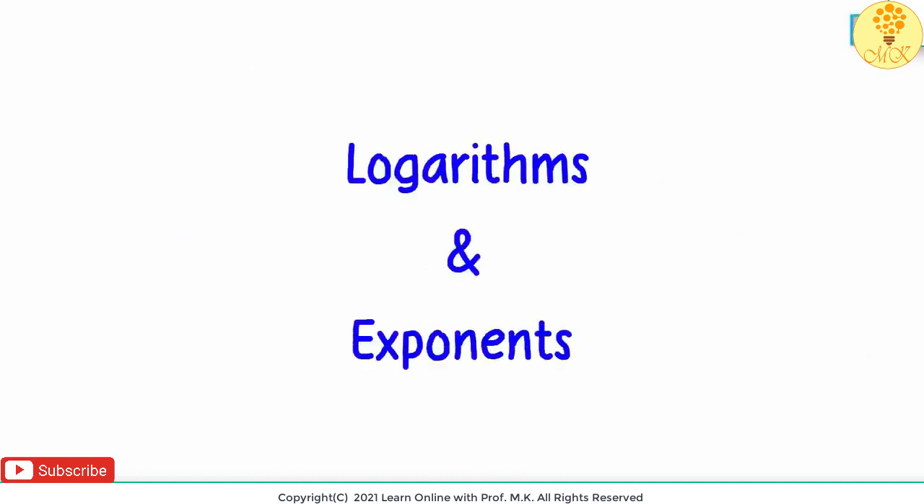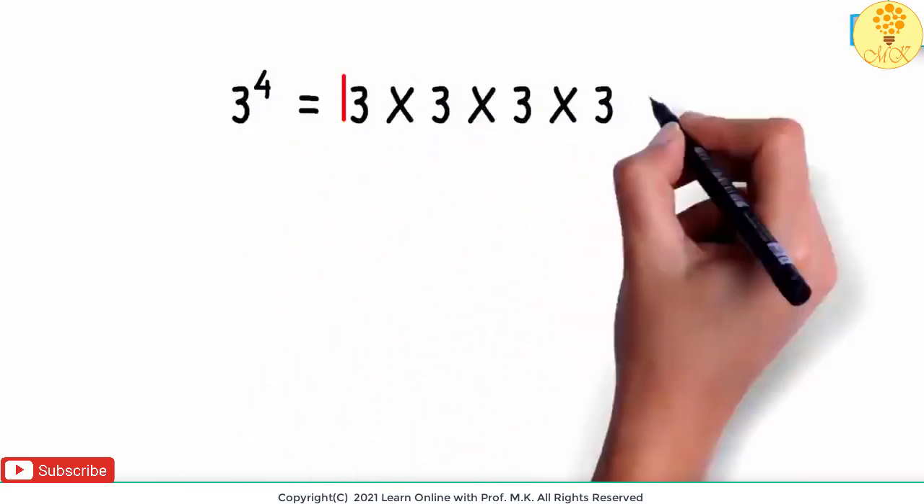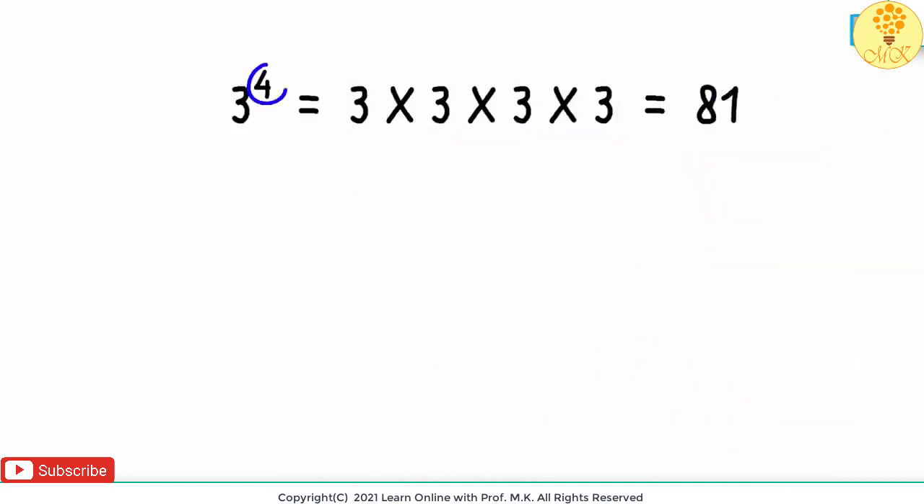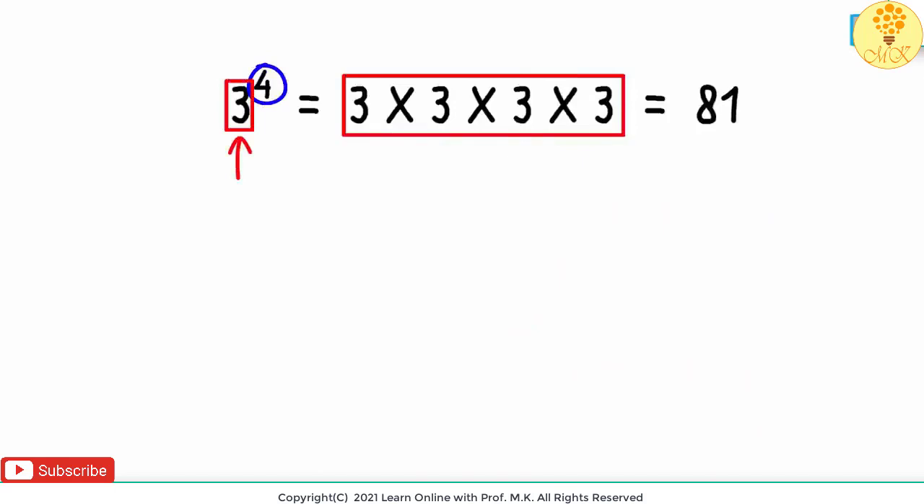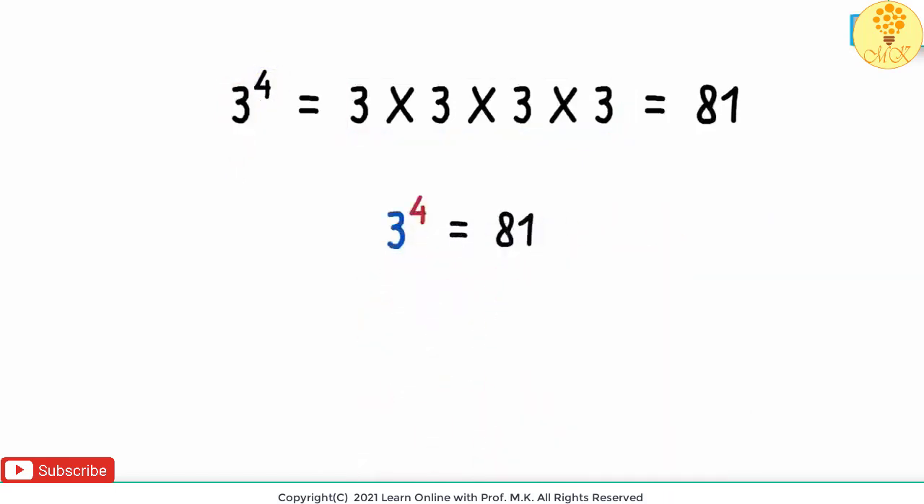Logarithms and exponents are pretty closely related. What is 3 to the power 4? It is 3 times 3 times 3 times 3. That will equal 81. So the power of the base tells us how many times the base is multiplied with itself. We say that 3 raised to 4 equals 81. We have studied this in exponents.